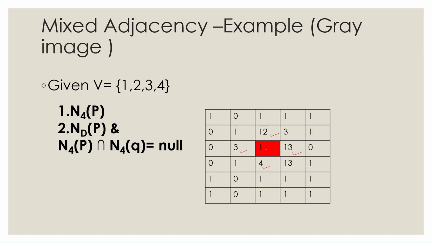So in this 4 neighbors, we have to check for the gray values. So 3 is in this set, so we can go for this adjacency. 4 is also considered. But this 12 and 13, which is not in the set V, cannot be considered for the adjacency with this center pixel.